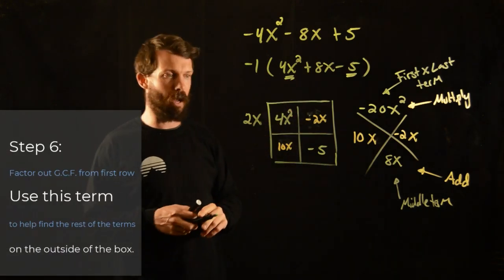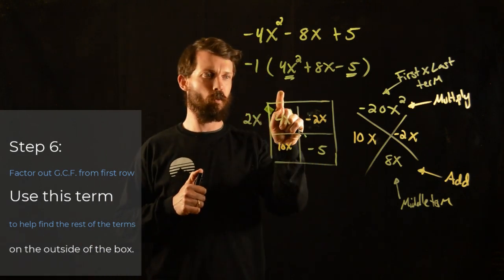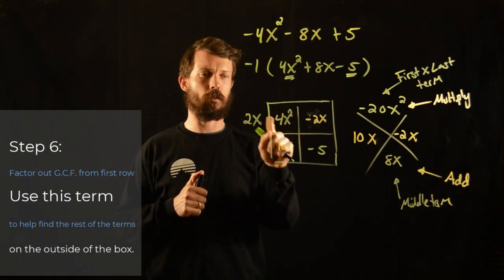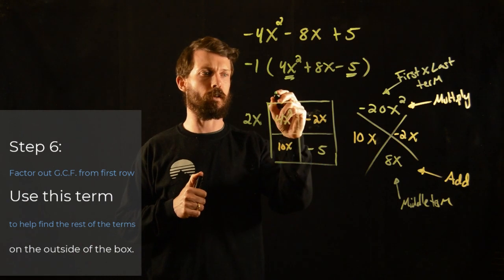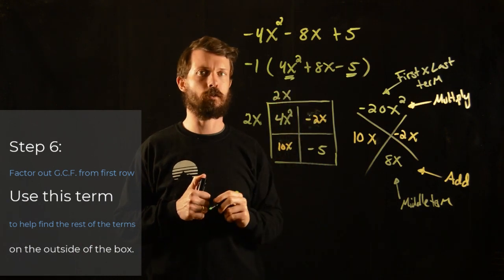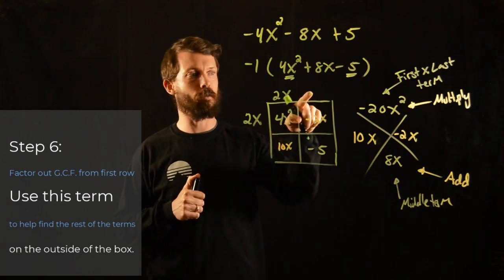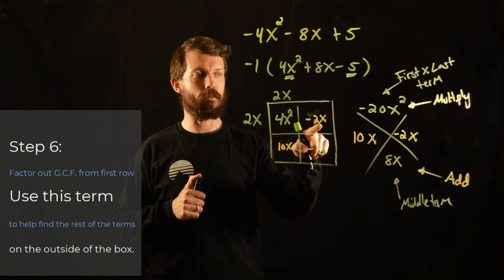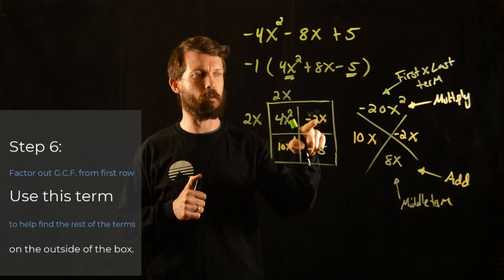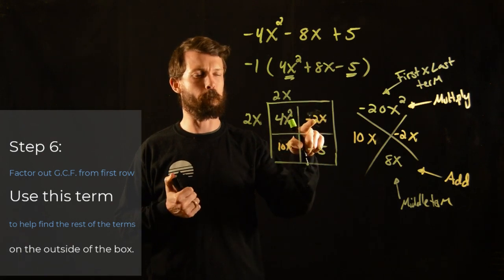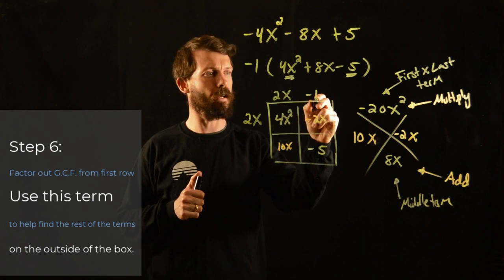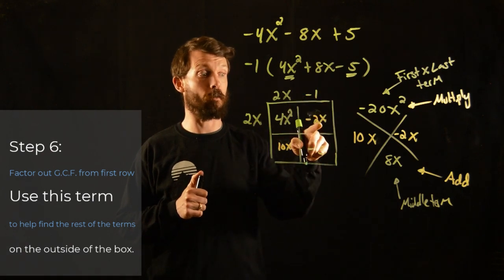So if you think about it, I want to go ahead and go, okay, 2x times what would give me 4x squared? And you guys know that would be 2x, right? Now the next thing here, we want to go, okay, 2x times what gives me negative 2x? All right, what if I did negative 1, right? 2x times negative 1 would give me negative 2x.